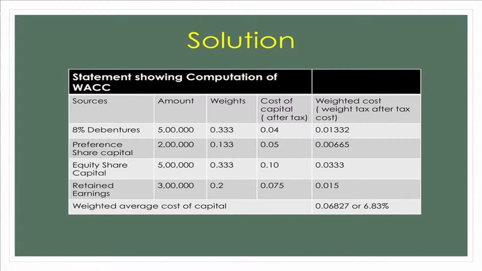Aggregating all these values in the last column, we have got the weighted average cost of capital as 0.06827. Multiplying it by 100, we can express our weighted average cost of capital in percentage, that is 6.83%.